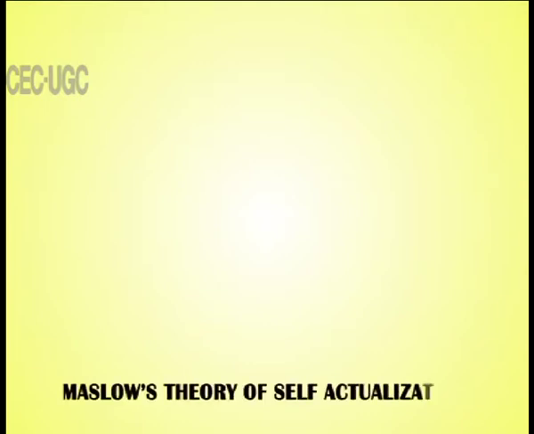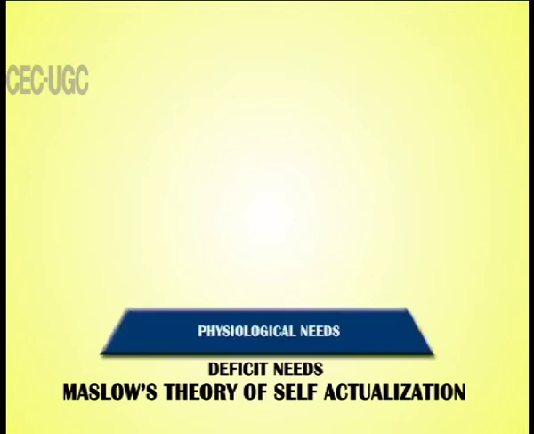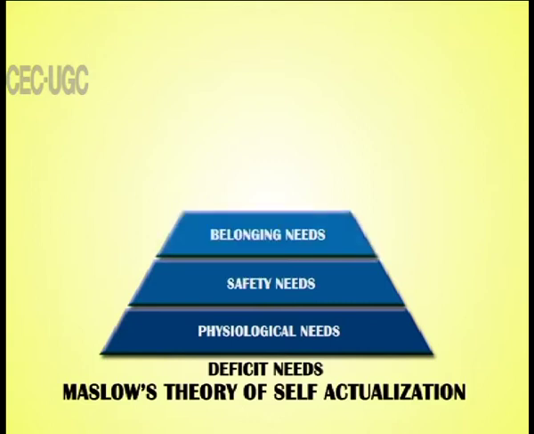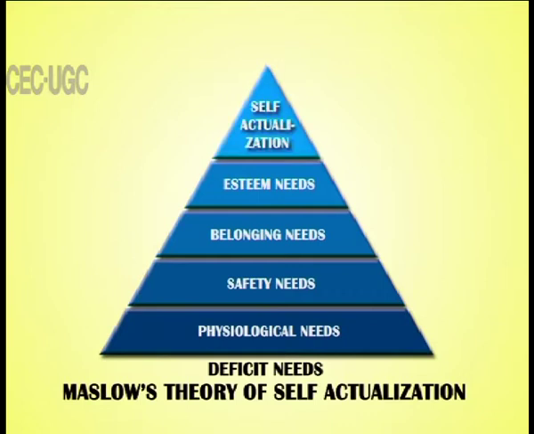Maslow's theory of self-actualization contains a pyramid. This pyramid base starts from physiological needs. Then it reaches safety needs, then belonging needs and esteem needs, then self-actualization, and reaches at the top being needs. Then it fulfills Maslow's theory of self-actualization.